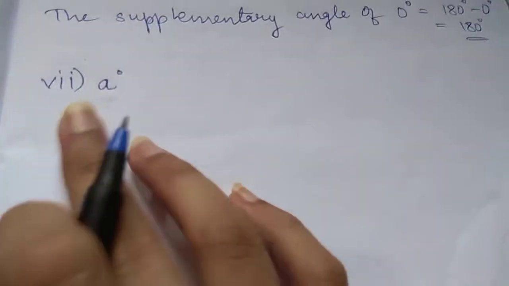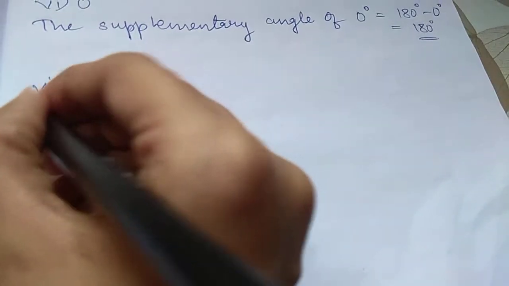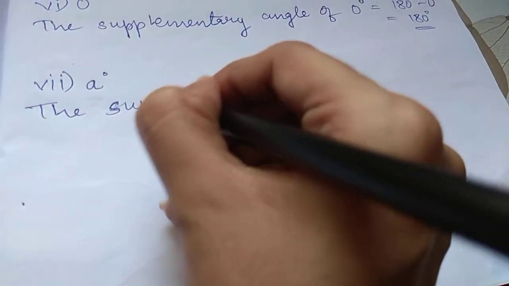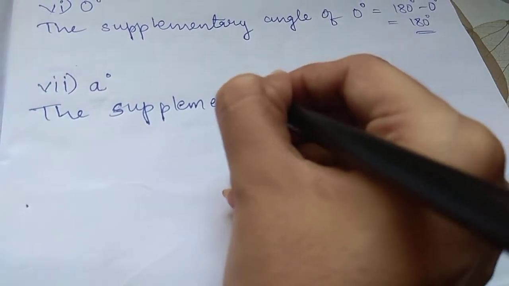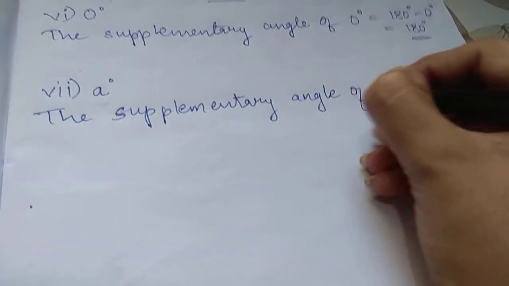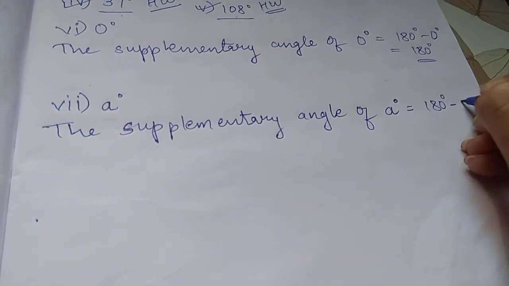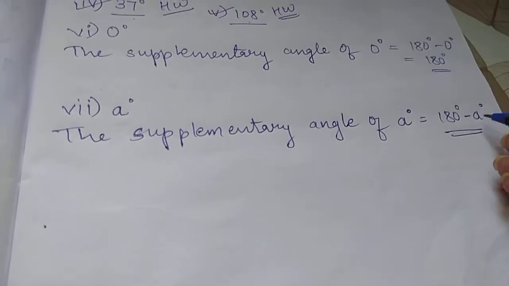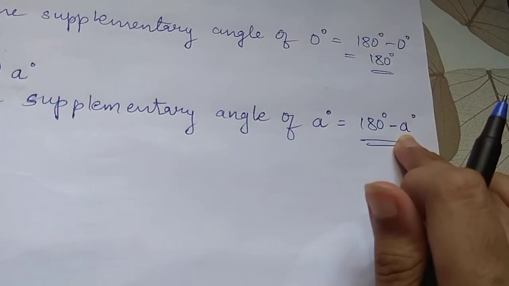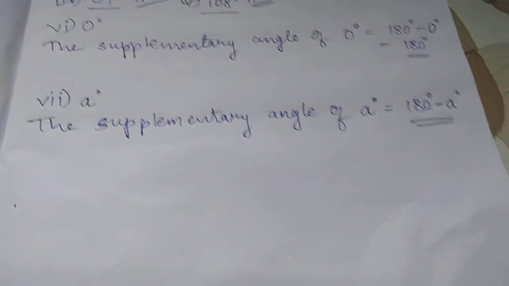Lastly, A. Now this is the same as the previous one, of x degrees. The supplementary angle of A degrees is 180 minus A. Now we cannot find further, so we will stop here because A doesn't have any numerical value.